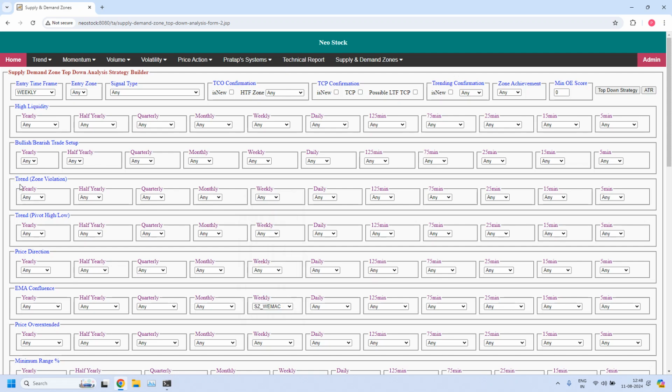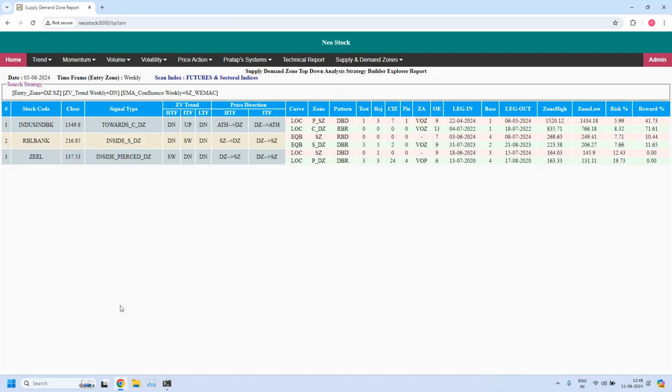And the trend should be zone violation trend. If the list is big, then only we will use a pivot high-low trend to filter the stocks. If the list is small, this is good enough because we primarily focus on supply-demand zones. So for the zone violation trend in the weekly time frame, because it is supply zone confluence, I am looking for a downtrend, because for short trades a downtrend is favorable. Now let me filter the stocks. Only 3 stocks are filtered.